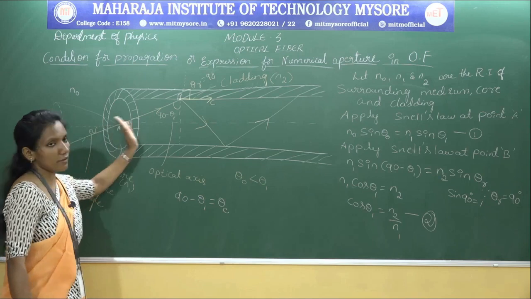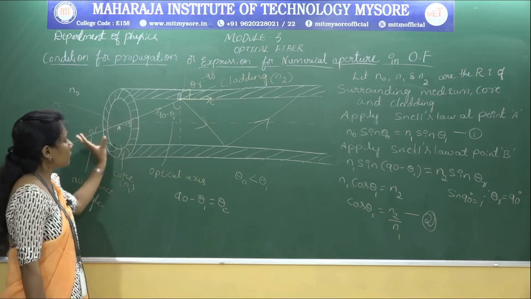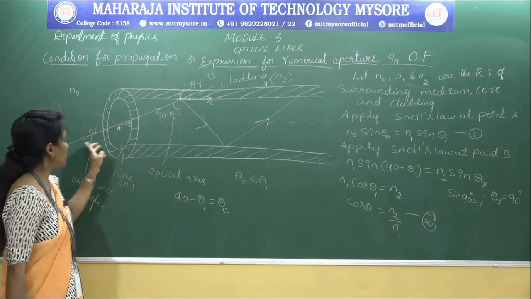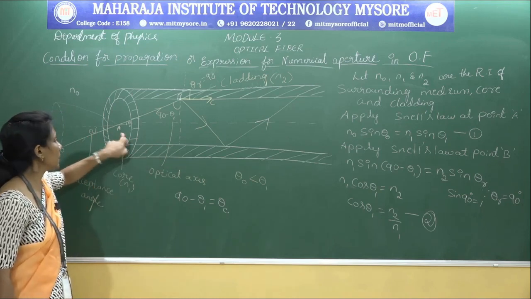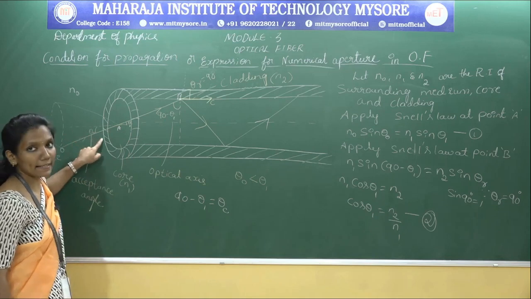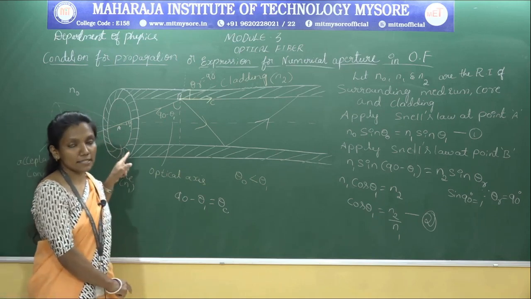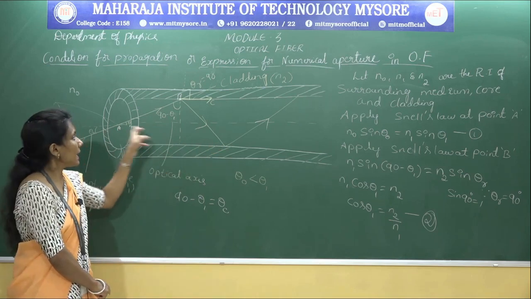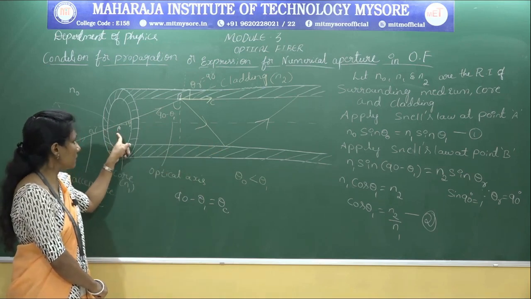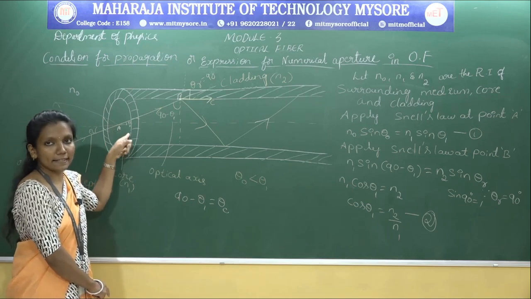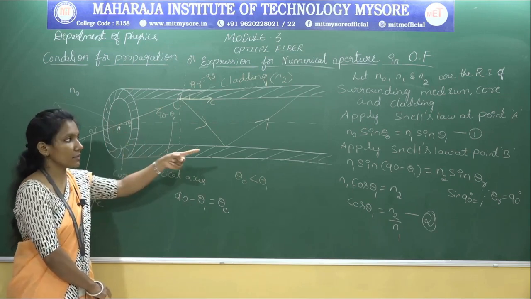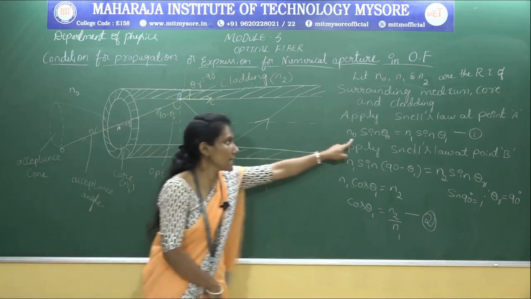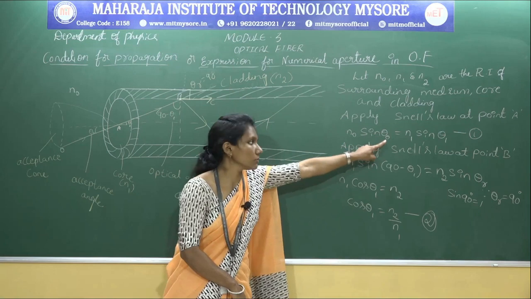We have to observe from where the ray of light is entering, from which medium, and what is the angle it is forming. So initially it is entering from the surrounding medium, but it makes an angle with the optical axis, that is theta naught. So n naught sin theta naught is equal to, the ray of light is entering into the core, whose refractive index is n1, and it makes an angle theta 1. So that's why n naught sin theta naught is equal to n1 sin theta 1.